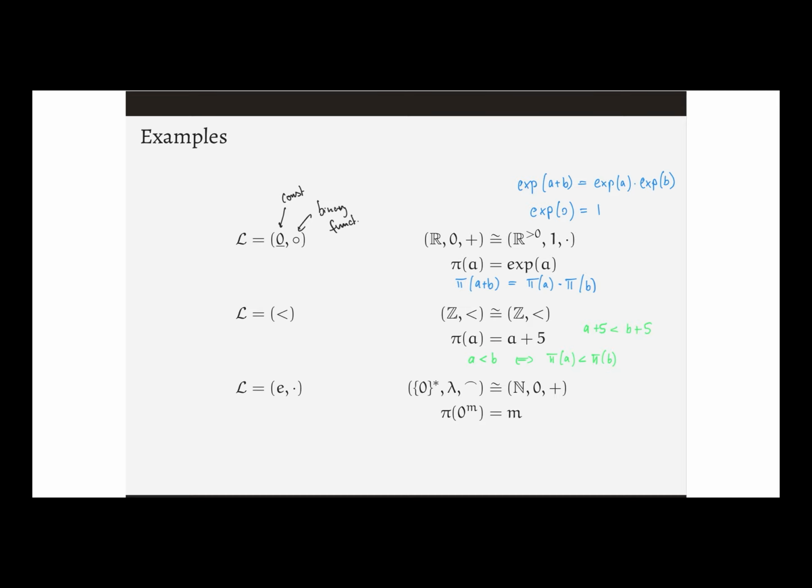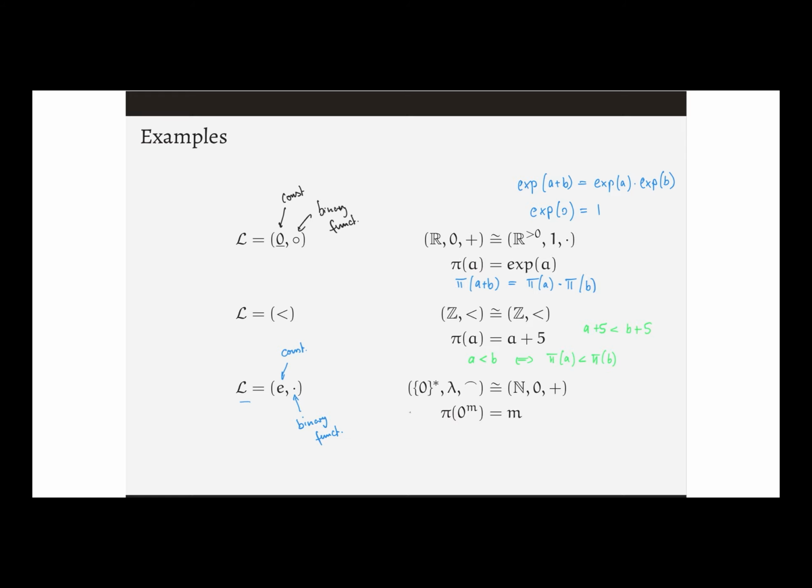For the final example, we look at this language here. This is called the language of groups. So this is a constant symbol, of course intended to represent the neutral element. And this here is a binary function symbol. And here on the structure side, what do we have?